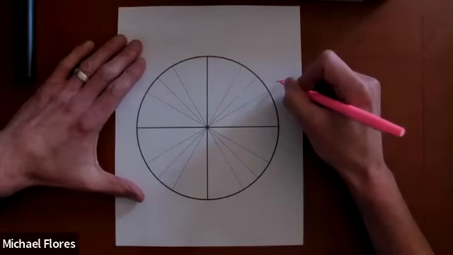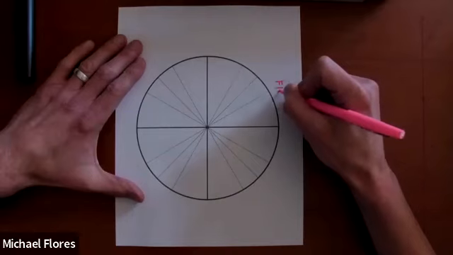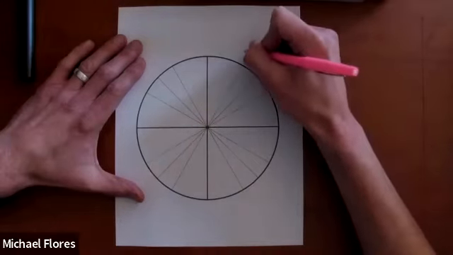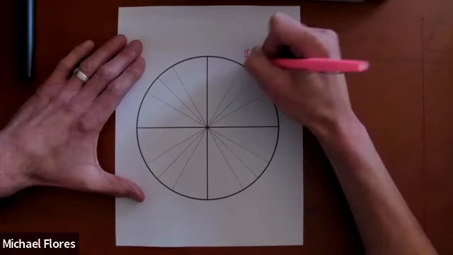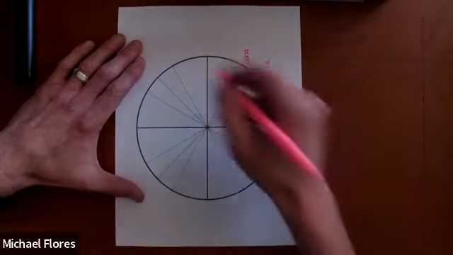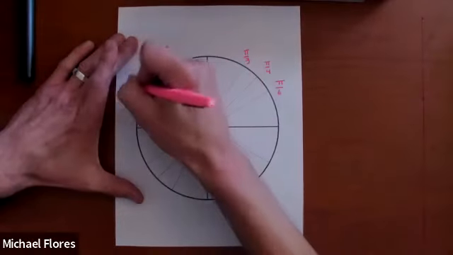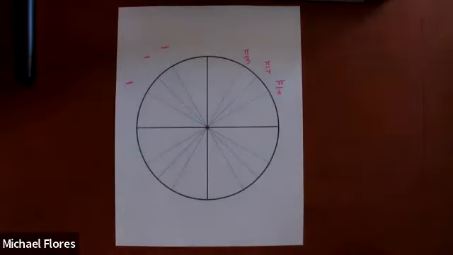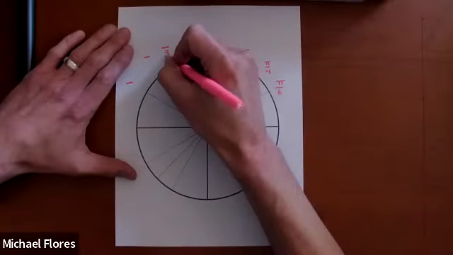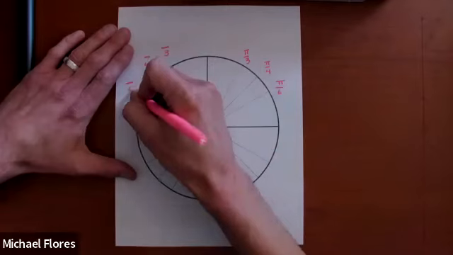So in quadrant one, we have pi over 6, pi over 4, and then pi over 3. So 6, 4, 3. Now in the next quadrant, we're going to have the same denominators, but check out what they do. So we go 6, 4, 3, and then 3, 4, 6.